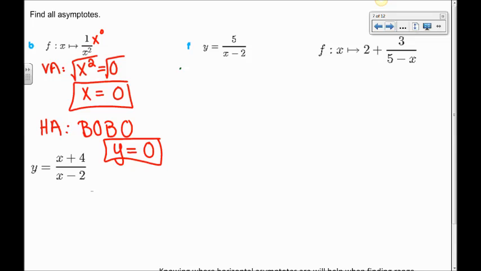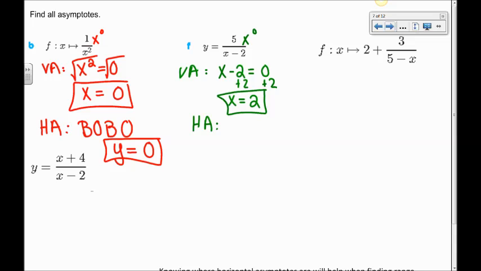Okay, here our vertical asymptote is x minus 2 equals 0. We add 2, we get x equals 2. And the horizontal asymptote, again we have x to the 0 on the top, x to the 1 in the denominator, so again our power of x is bigger on the bottom, so y equals 0.